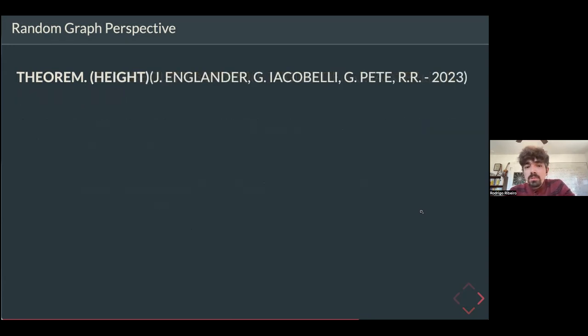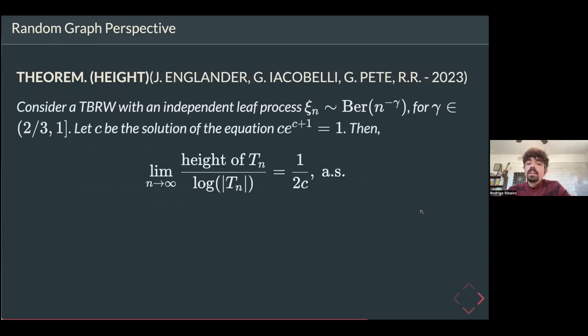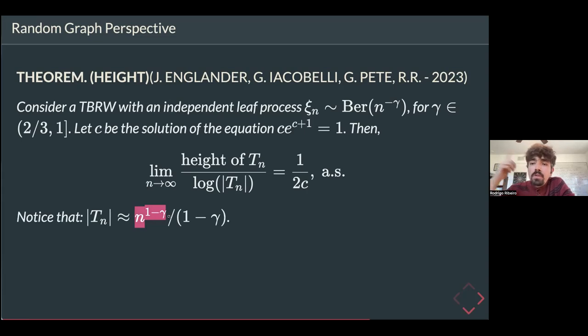We also have a result about the height. The height of the tree at time n is of order log of the number of vertices that you have at time n. So this is the number of vertices that you added up to time n, which is of this order here, n to the power of 1 minus gamma.